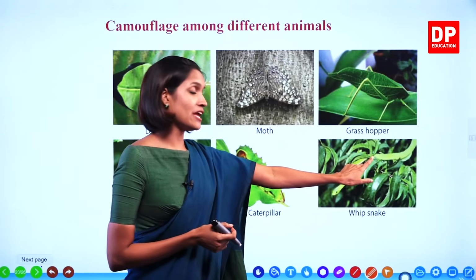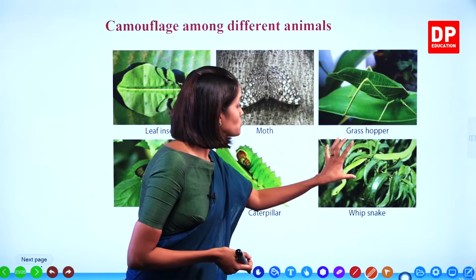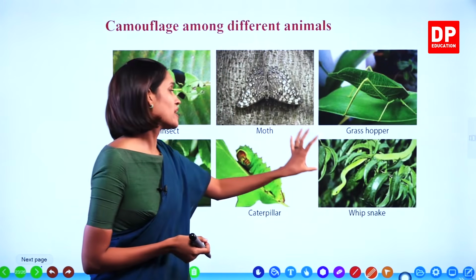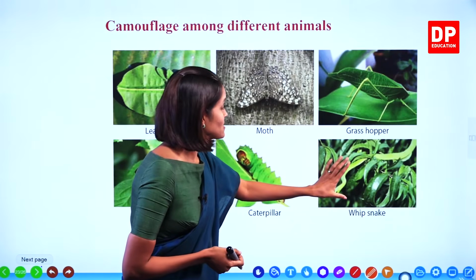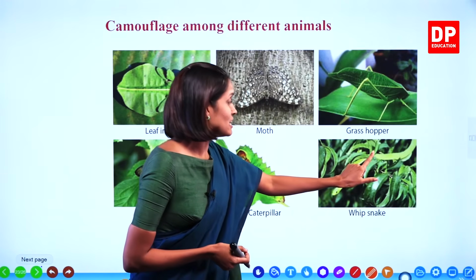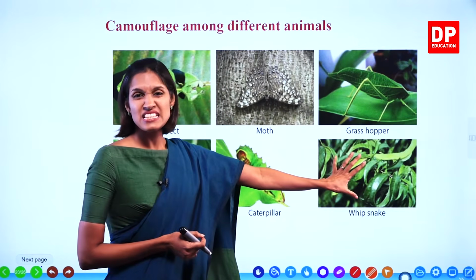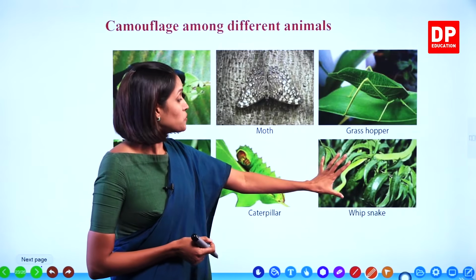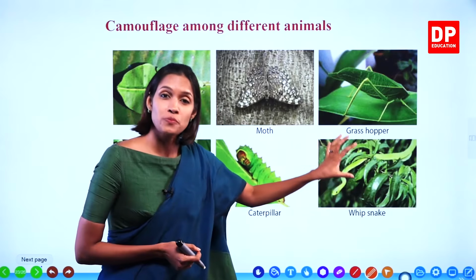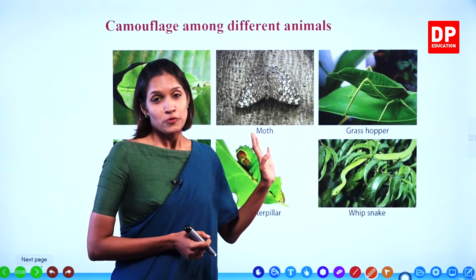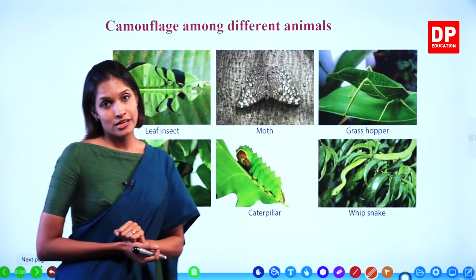What about the whip snake? Whip snake, all the snakes are carnivores. Now they need to catch other animals. They need to catch small birds, maybe tiny squirrels, likewise. So what happens? When they go through these tree leaves, the other animals can't see this whip snake clearly. Therefore, without being noticed, this whip snake can reach its prey easily. Okay children, so it is a certain way that it finds its food.